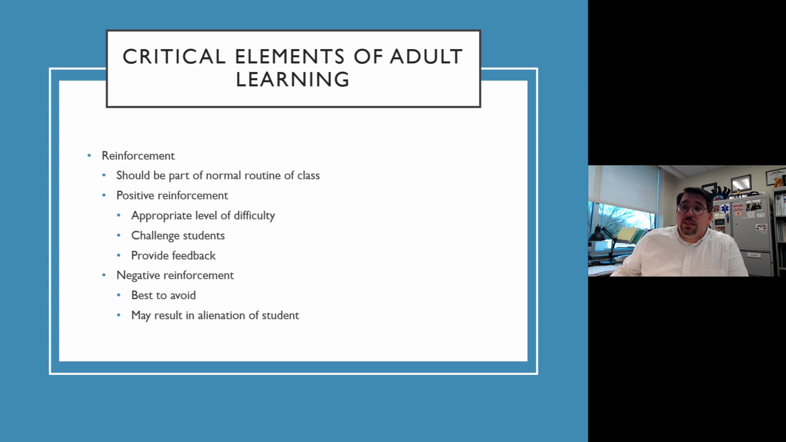Negative, right? Anything negative reinforcement-wise is best avoided. A lot of times it makes students feel alienated, embarrassed, excluded or harassed. Those are things we don't want to do. When we can give feedback from an instructor, from peers, or from other students, it's really valuable. And when a student is very interested in a subject area, it's going to increase their want to learn. It's going to increase their self-responsibility for learning as well.